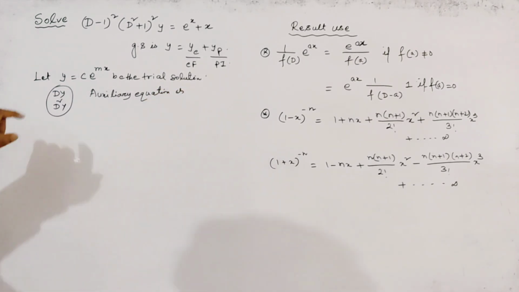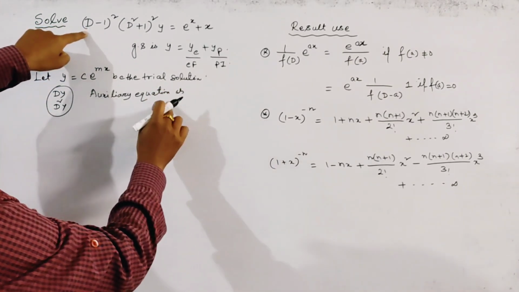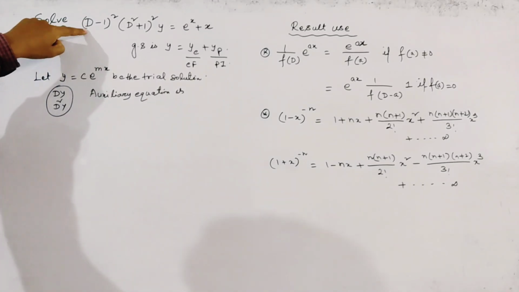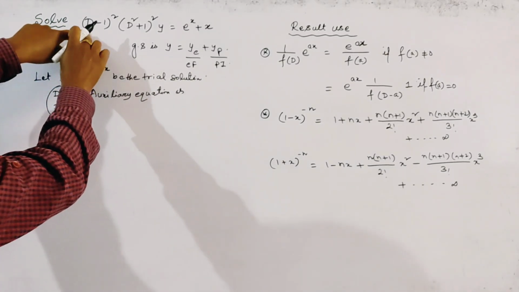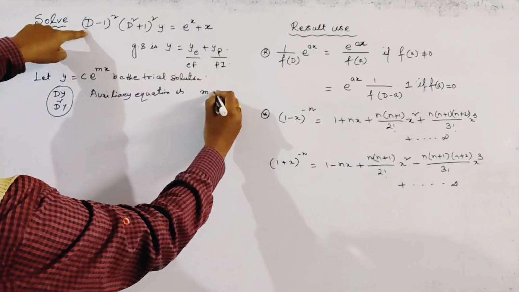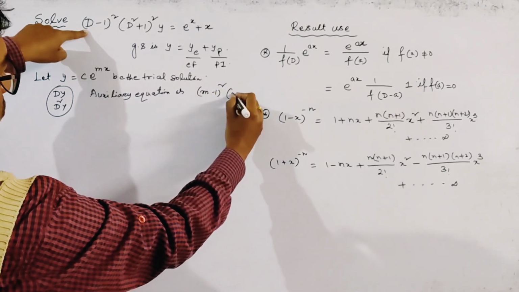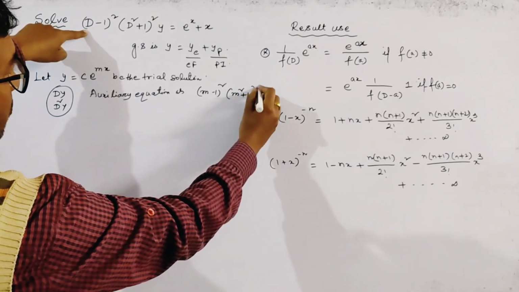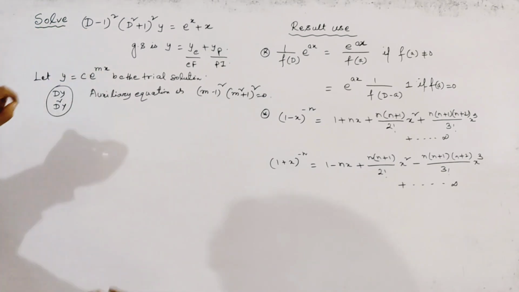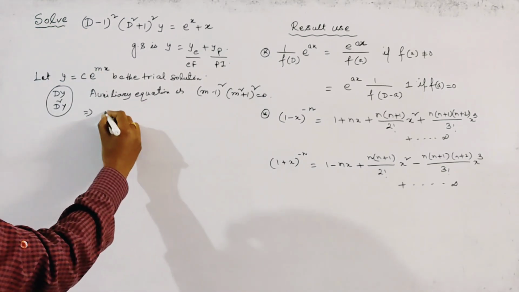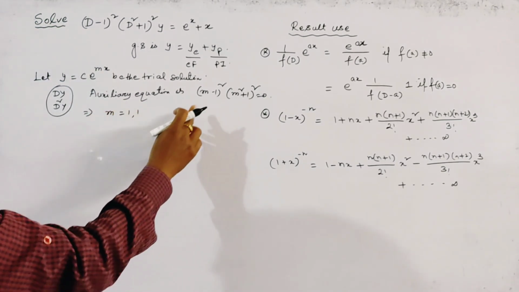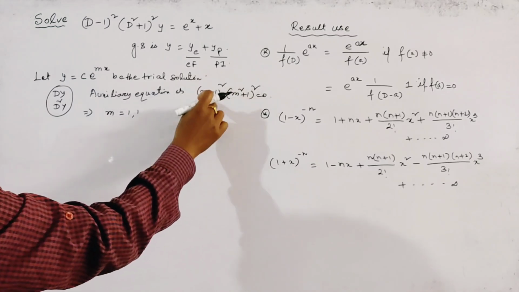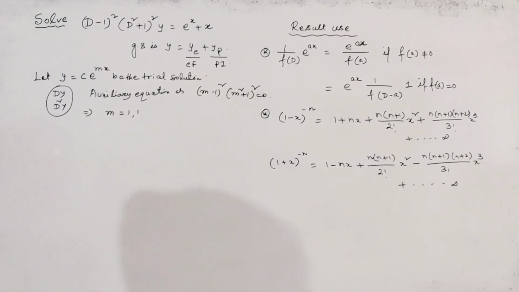What is the auxiliary equation? Auxiliary equation we get by putting d equal to m in the complementary part, that is m minus 1 whole square into m square plus 1 whole square equal to 0. So we get here m equal to 1, 1, because m minus 1 whole square equal to 0, so m equal to 1 and 1.